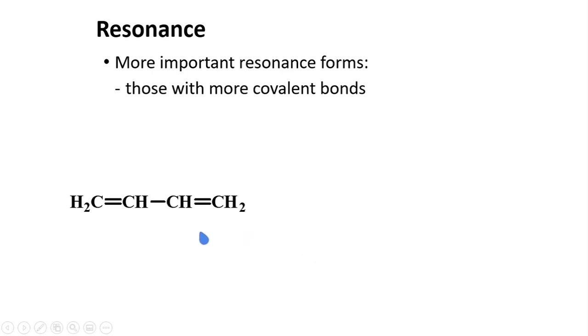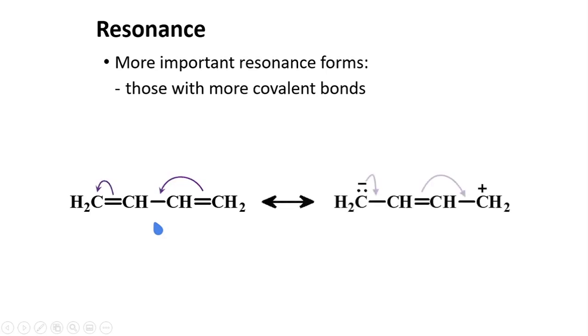The example I have here is 1,3-butadiene. If we move electrons to form other resonance structures, you will get this resonance form here. If we compare these two structures in terms of the number of bonds, the first one on the left will have more covalent bonds, and thus it should be the more important resonance form.